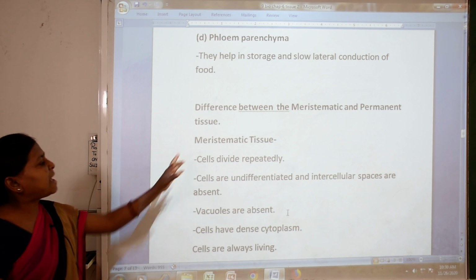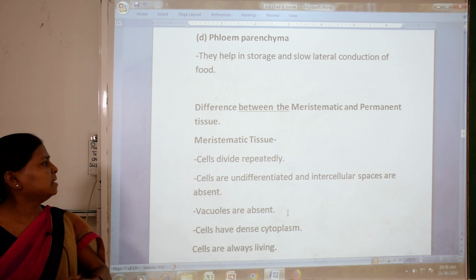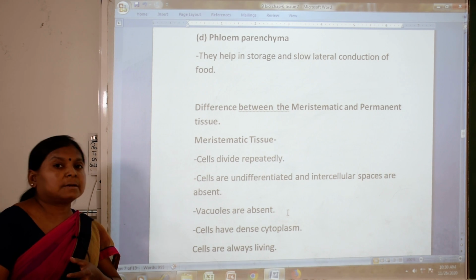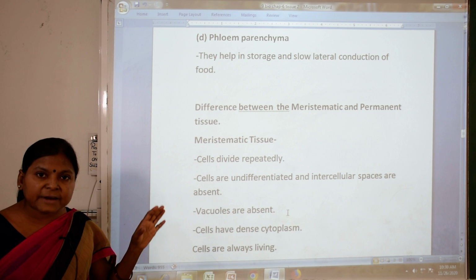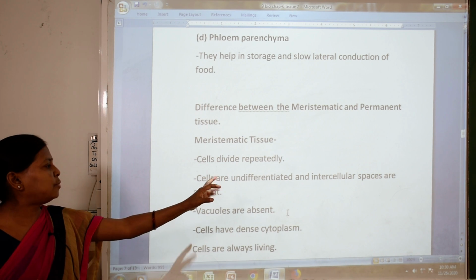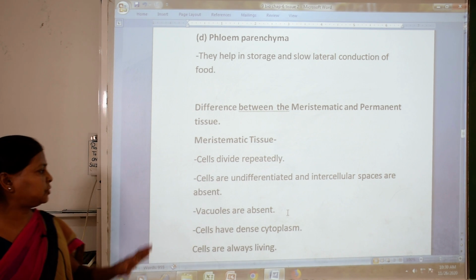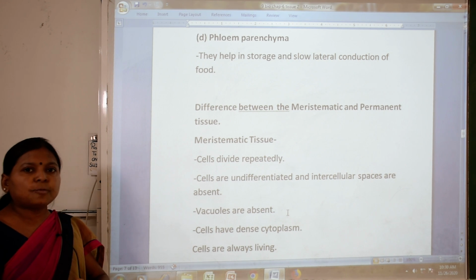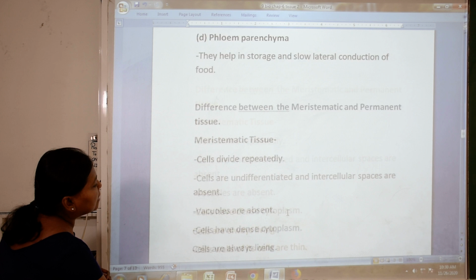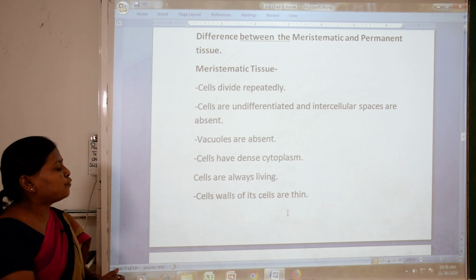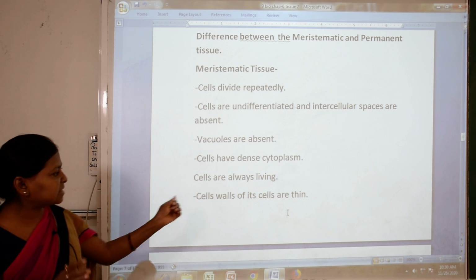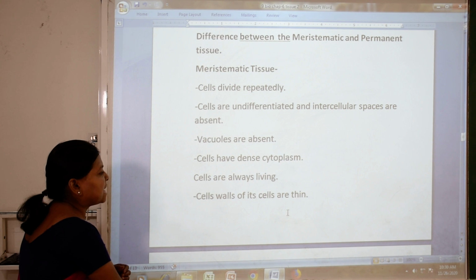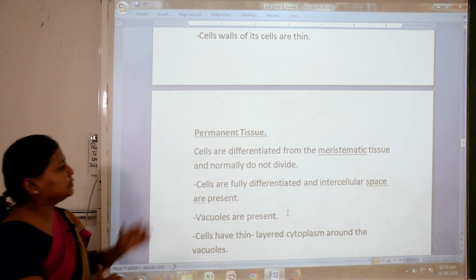In meristematic tissue, the cells divide repeatedly. Cells are undifferentiated and intercellular spaces are absent. Vacuoles are absent. Cells have dense cytoplasm. Cells are always living and the cell walls of these cells are very thin. Now, permanent tissue.